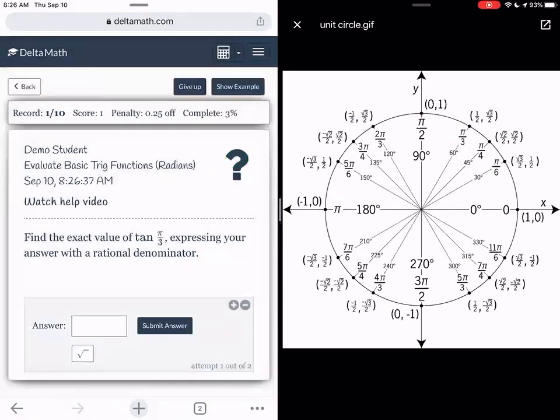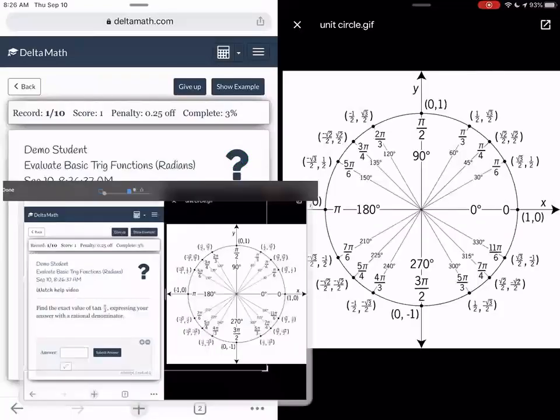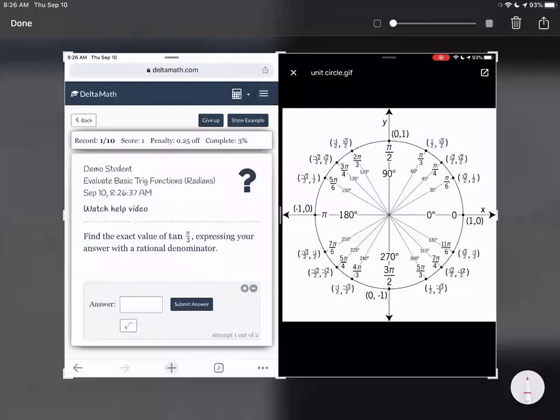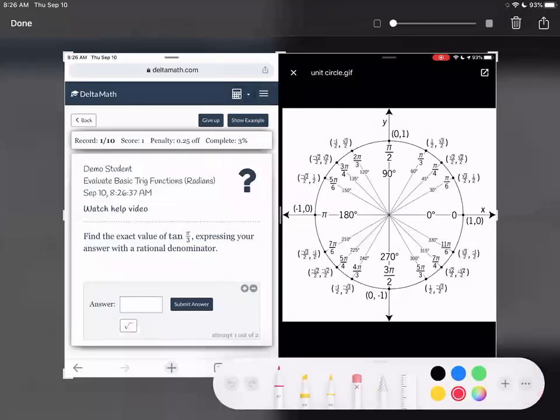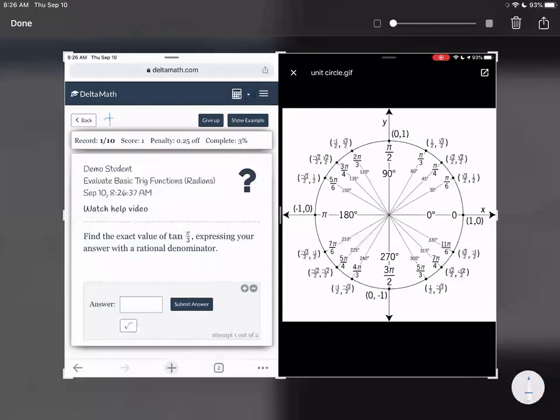Next problem. Okay, find the exact value of tangent of pi over 3. Let's screenshot this one again. In case you forgot what tangent is, let me remind you. Tangent of theta, tangent of your angle, is equal to sine of your angle over cosine of your angle. Okay? Sine over cosine is tangent.